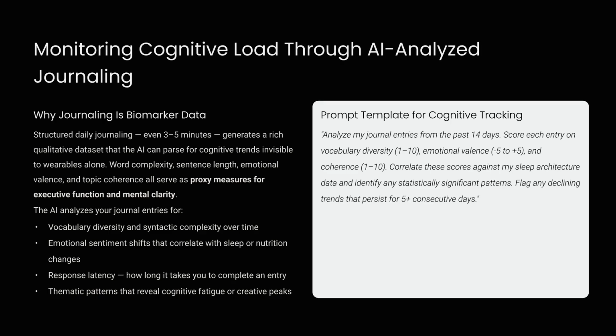Structured daily journaling is biomarker data. The AI can parse qualitative entries for cognitive trends, analyzing vocabulary diversity, emotional valence, and coherence. This provides proxy measures for executive function and mental clarity invisible to wearables alone.